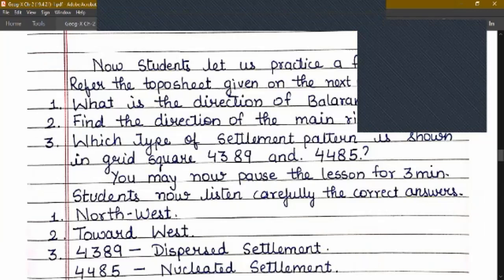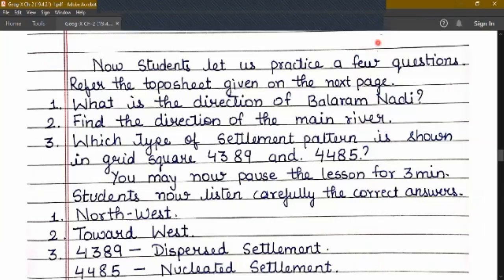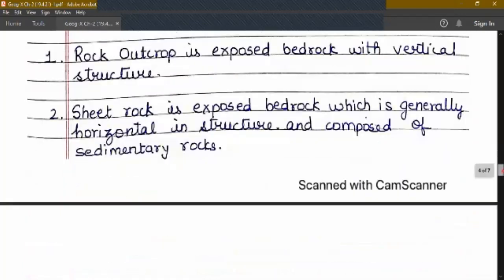Now students, let us practice a few questions. You can refer to the topo sheet given on the next page of this PDF. Your first question is, what is the direction of Balram Nadi? Number 2, find the direction of the main river. And number 3, which type of settlement pattern is shown in the grid squares 4389 and 4485? So you can refer to the sheet.